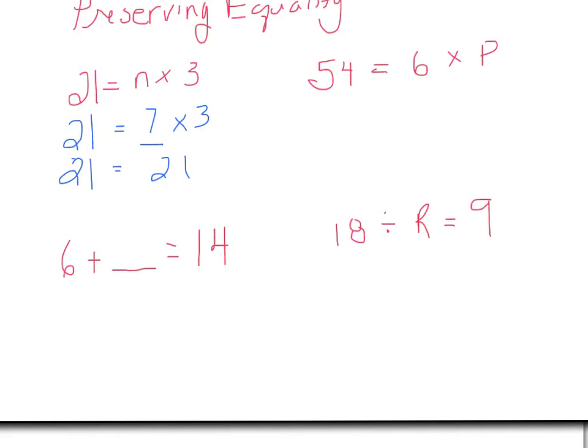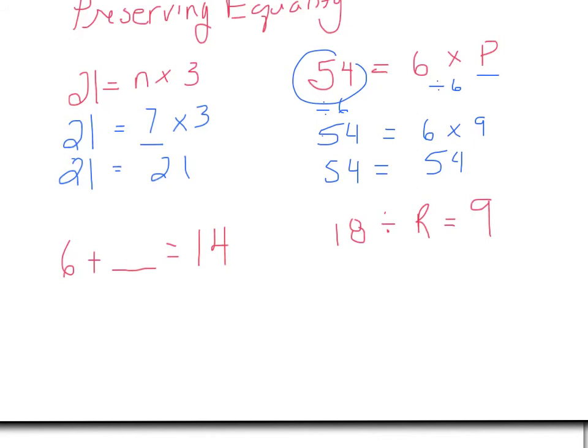So if we want both sides to be equal, we know we have 54 on this side. 6 times something is going to equal 54. Well, we could actually use the opposite operation. We could divide by 6 on this side, divide by 6 on this side. So 54 divided by 6 is 9. Is 9 going to work over here? If I had 6 times 9, would that equal 54? Yes, it would. Which means we've been able to preserve equality. 54 is on both sides because 54 is 54 and 6 times 9 is 54. They are equal.